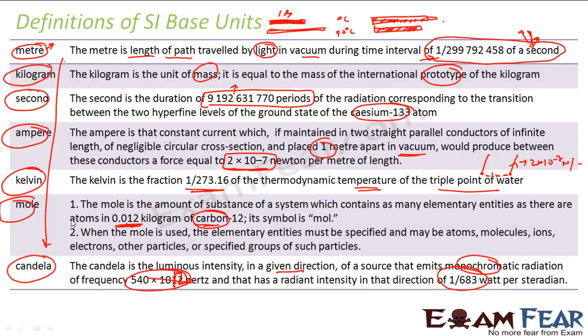So these are the base units. For 1 meter, it's nothing but the distance traveled by light in these many seconds in a vacuum. Similarly for 1 mole, you take 0.012 kg of carbon, and the amount of substance in that is nothing but a mole. Similarly, they have defined all these 7 base units, and this keeps changing actually, right?